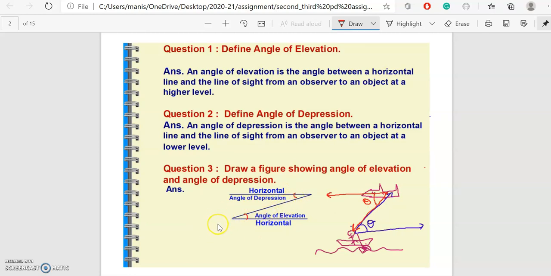So what is the relationship between these two angles? The relationship is this: angle of elevation is always equal to angle of depression. They ask this question in your SAT and ACT exam. These two angles are equal.